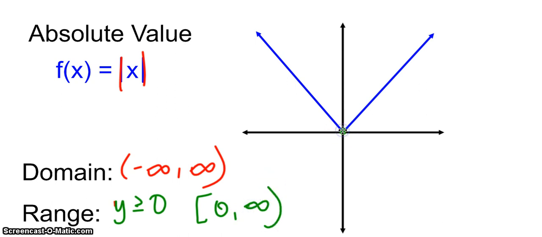Similar to a quadratic, you've got (0, 0). You can go over 1, up 1. This time you'll go over 2, up 2. Over 1, up 1. -2, positive 2. Because when you take the absolute value, you get that positive number back. Absolute value has the shape of a V.